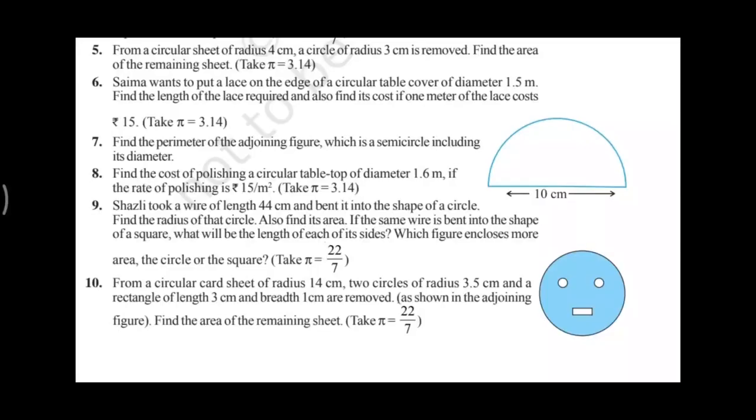This is question number 6 of the same exercise. Saima wants to put a lace on the edges of the circular table cover of diameter 1.5 meter. Find the length of the lace required and also find the cost of the lace if the cost of 1 meter of the lace is rupees 15. So here we will find out the circumference, and then this circumference of the table is directly equal to the length of the lace required, and then we will multiply this by the cost, and then we will get the total cost of the lace. Now let us find out.